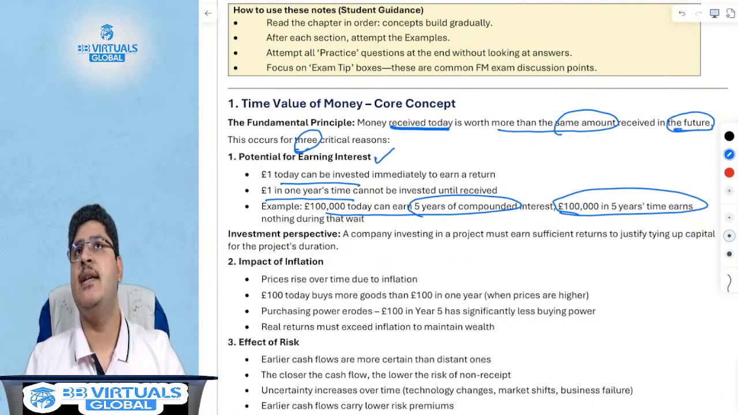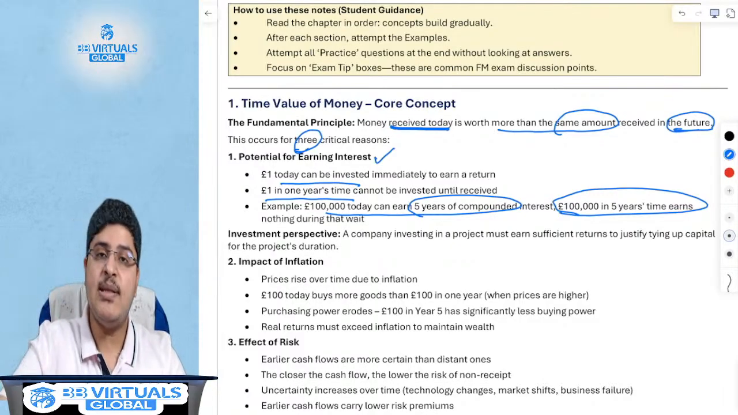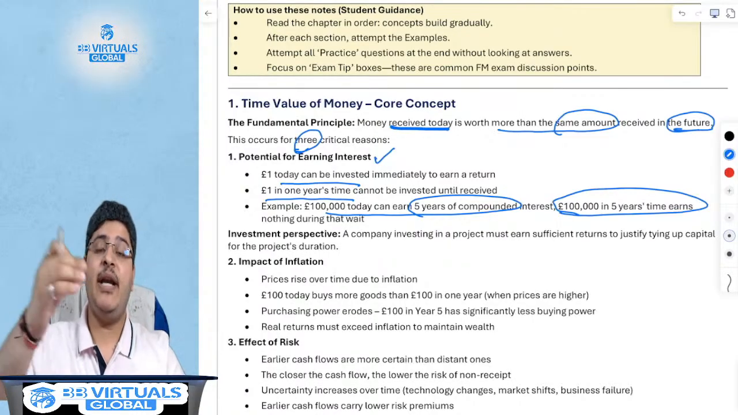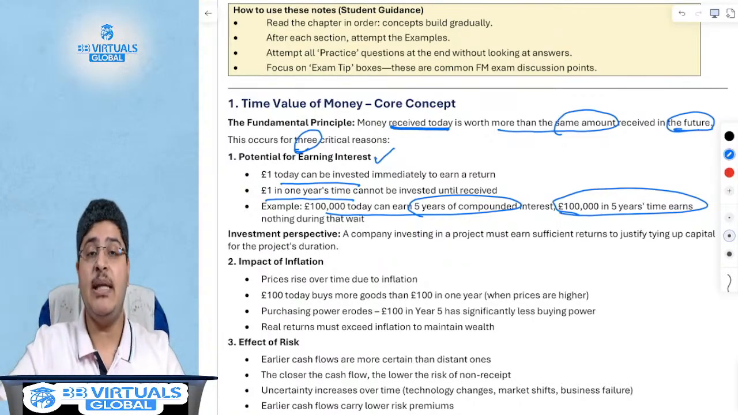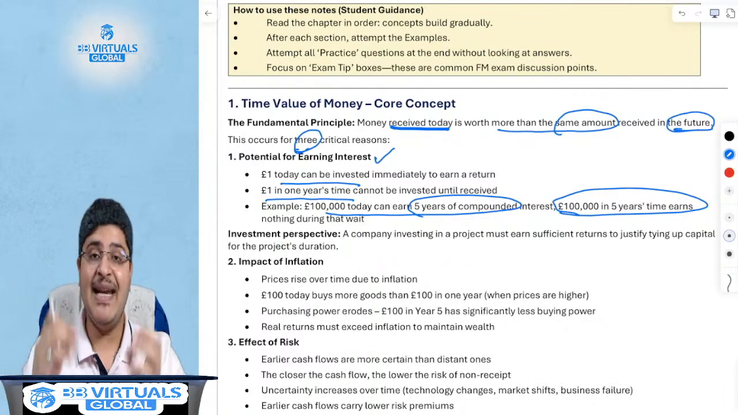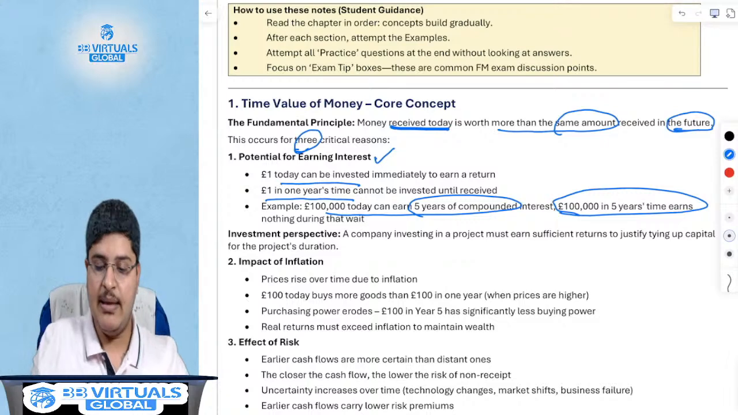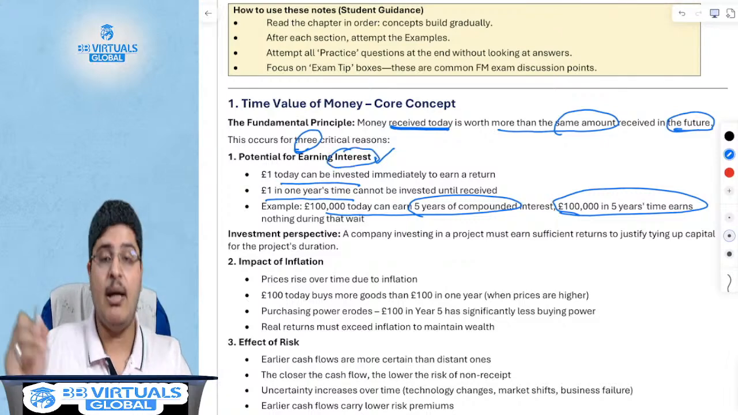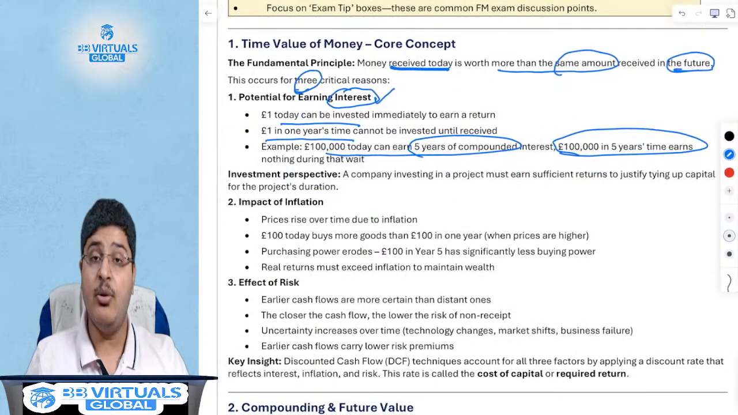Think of it as you're paying rent to someone or you are receiving rent from someone to whom you are giving money for use. If you are giving money to someone for use, then you will be getting rent for the use of that money. That rent is called nothing but interest. Point number 2.